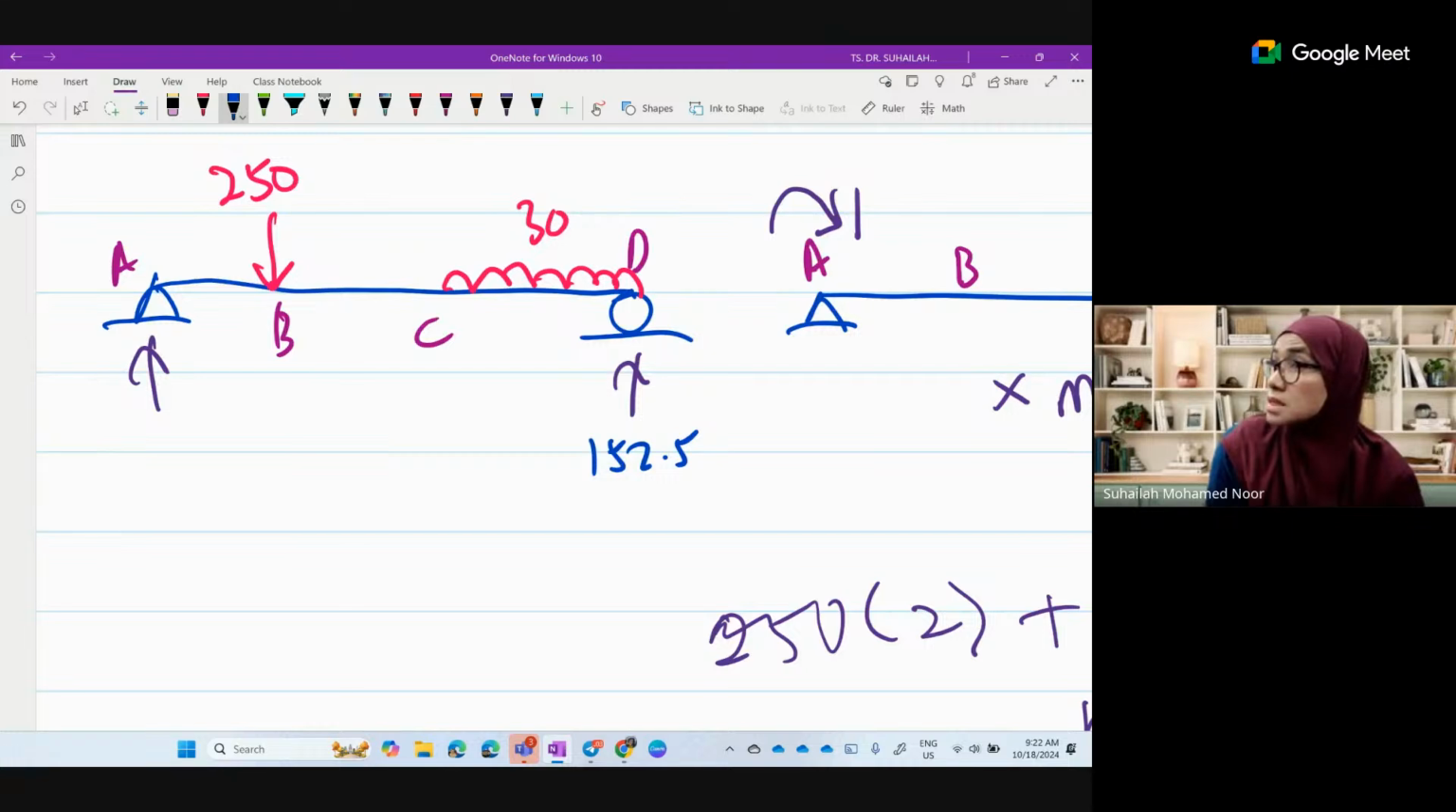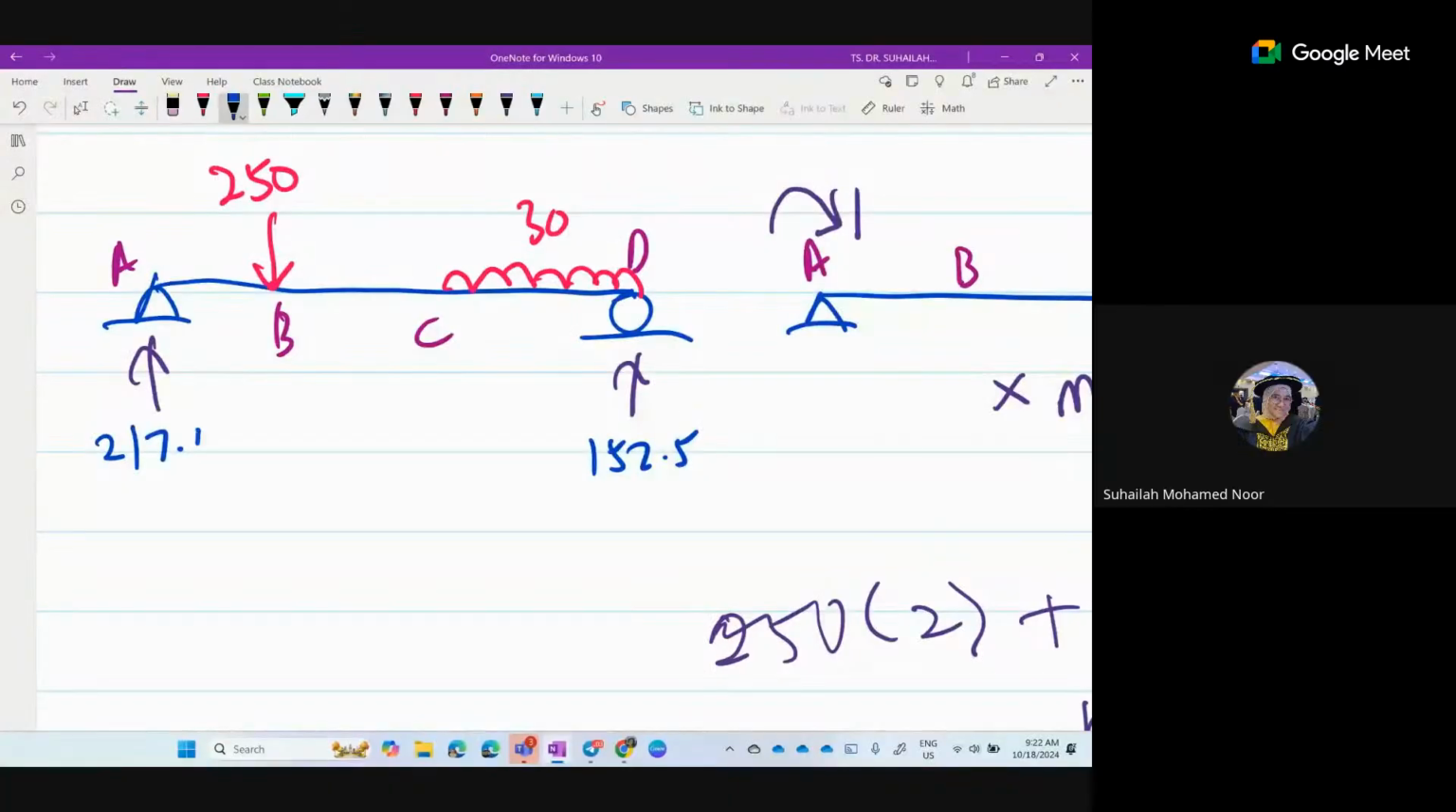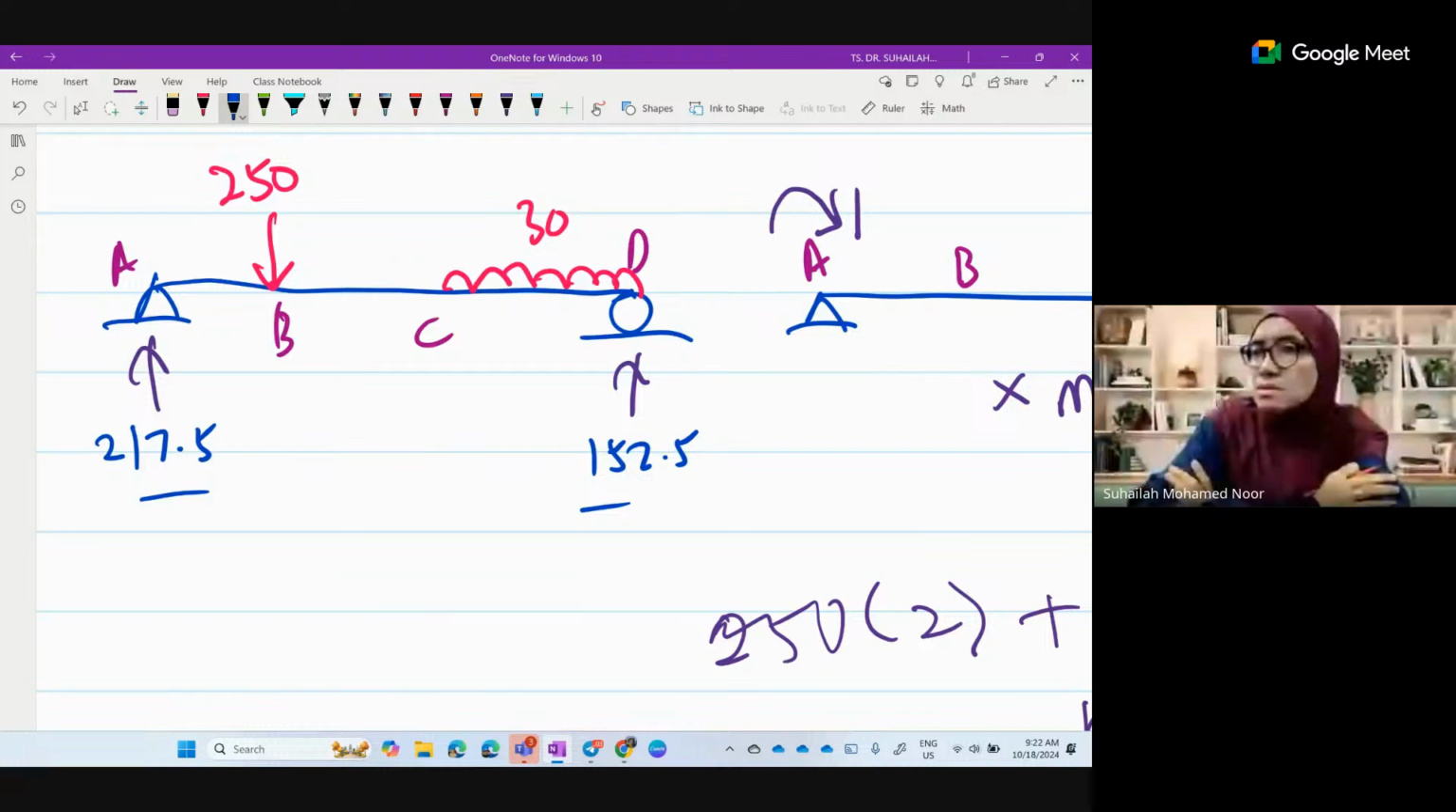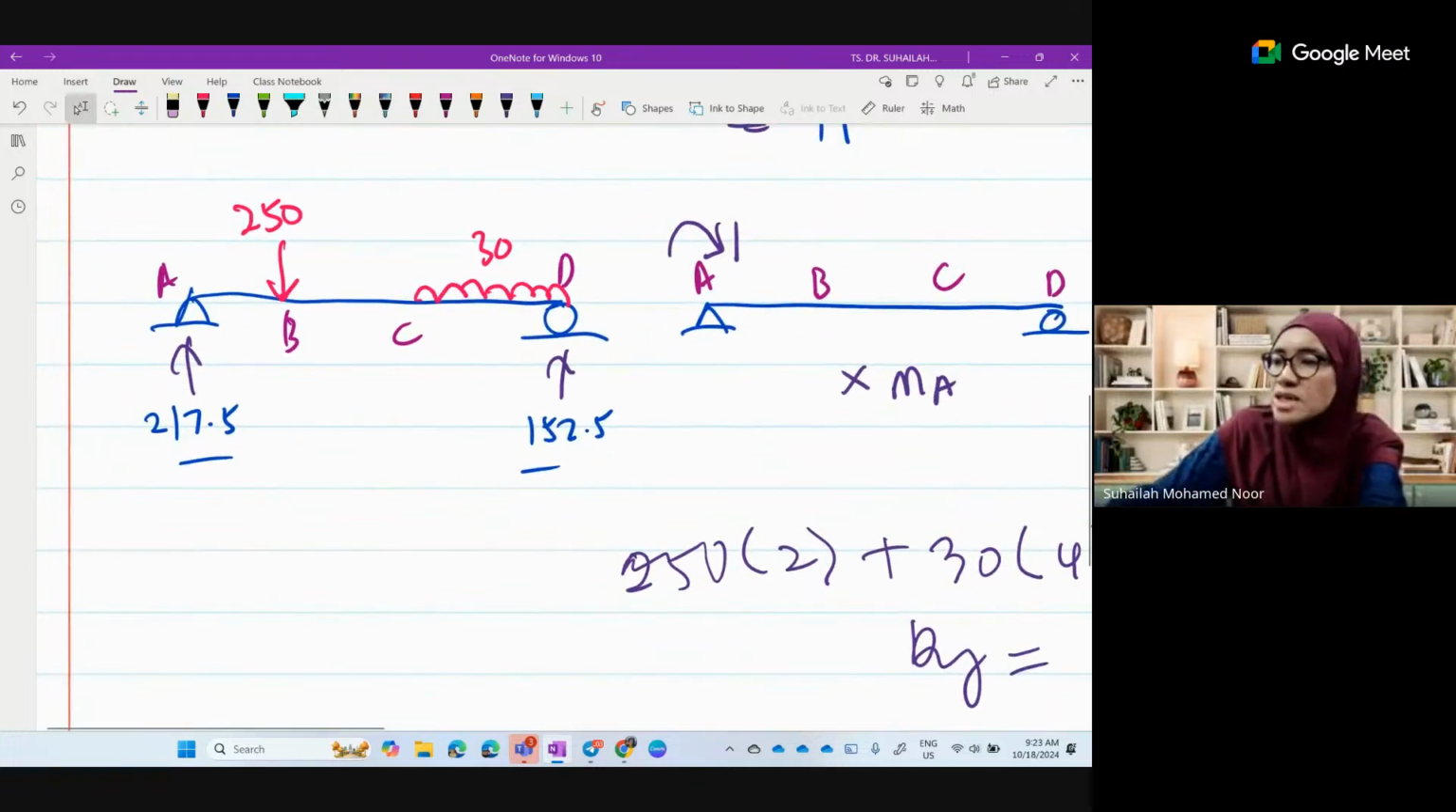Berapa? Ya. Cuba check, tambah ni dapat tak atas balance tak? Betul tak tu? Betul eh? Okay. So the system is in equilibrium now. Okay, we have 217.5, 152.5 which is equivalent to 250 plus 30 times 4. Okay, so reaction tu untuk kira untuk remain equilibrium, right? Kena balance atas dan bawah kan? Okay, so now dah ada reaction in primary beam.